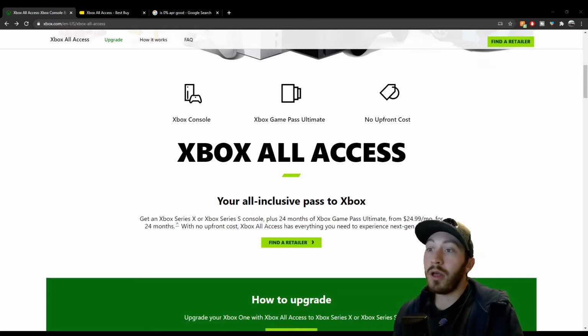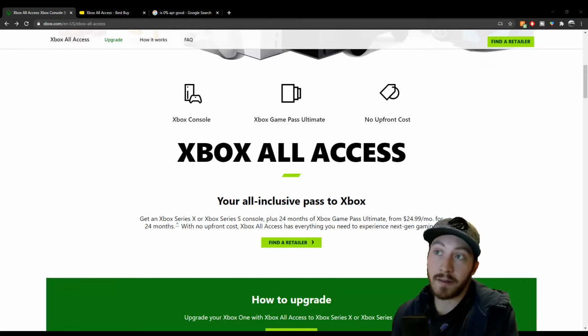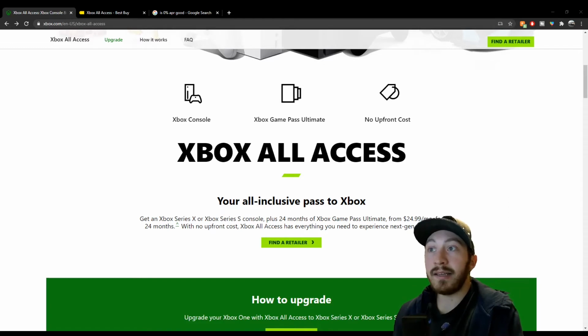And also, how it previously worked, let's say you have the Xbox One X or One S, they had it to where if you've made 18 or the equivalent of 18 monthly payments, you were able to then upgrade to the next generation. So for example, the people that are currently on this with the One S, if you've made 18 months worth of payments, you're able to upgrade to the next console.